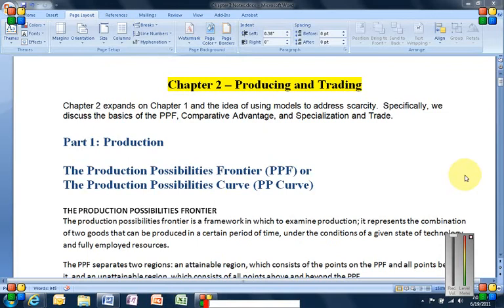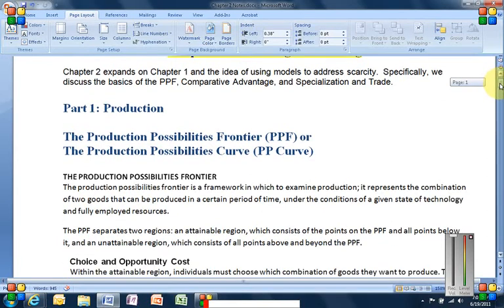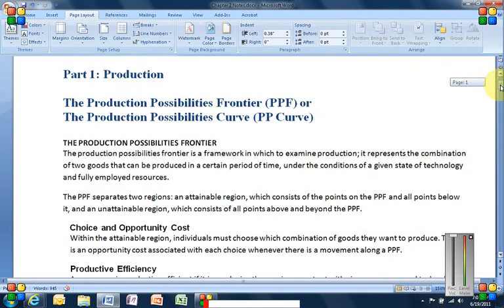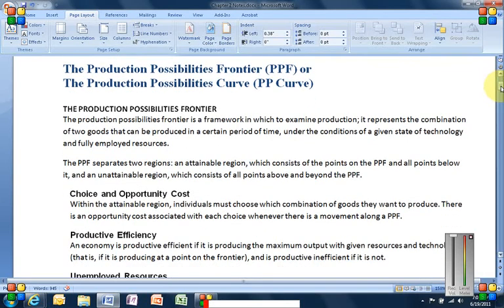Later on in this chapter we'll talk about, in light of people's productive possibilities and their potential, when does comparative advantage, specialization, and trade come in. But for now, let's talk about production. So the Production Possibilities Frontier is a framework. It's an illustrative model in which we examine production.